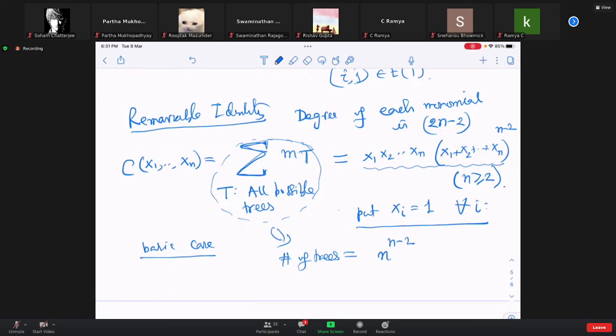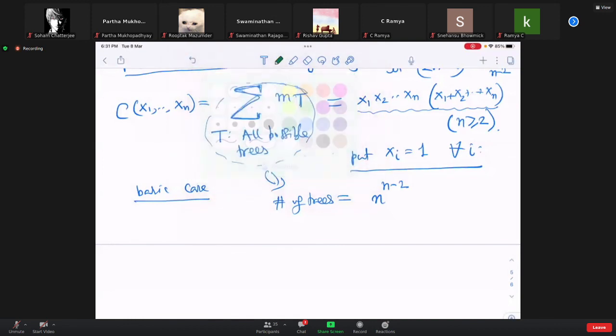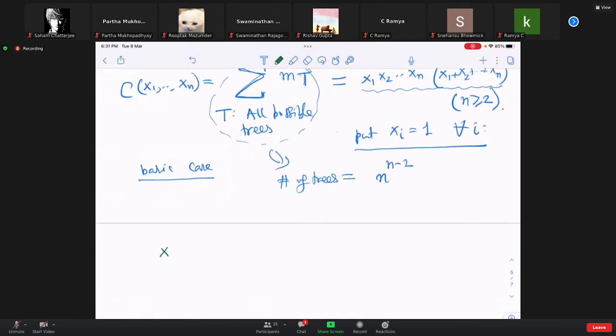Did you get the point? I still don't see how one monomial may represent two different trees. Can you give me an example? Yeah, let's take an example. For example, x1 squared, x2 squared, x3, x4.